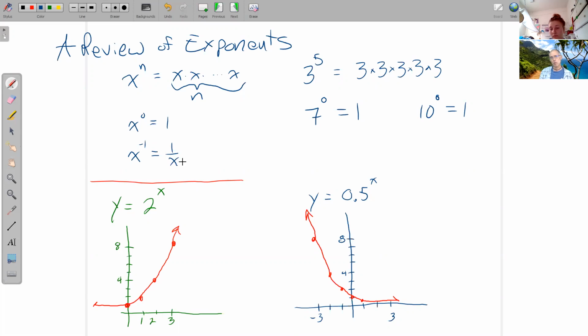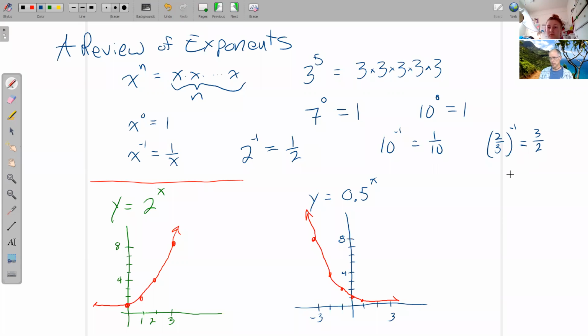A negative exponent means flip the base. Okay, so an example of that is if I had 2 to the power negative 1, that's 1/2. Or if I had 10 to the power negative 1, that is 1/10. It even works with fractions. So if I had, for example, 2/3 to the power negative 1, that would be flipped, and the answer would be 3/2.